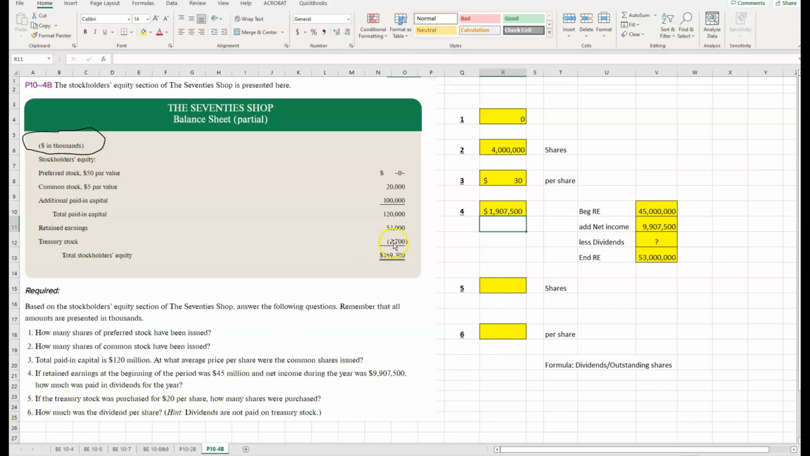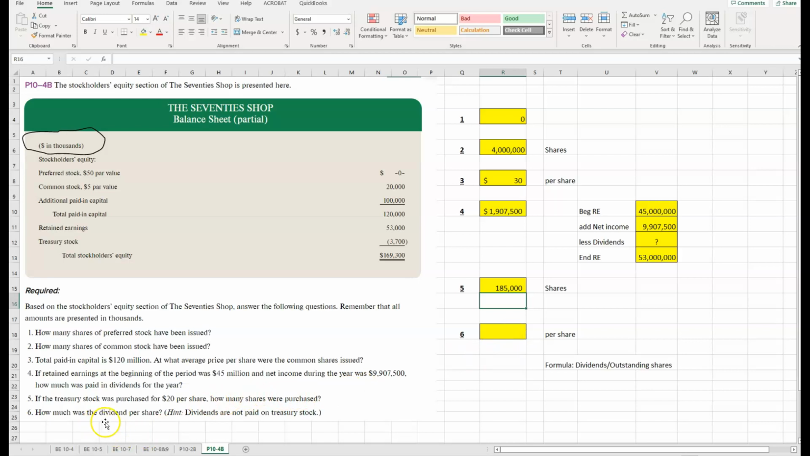If the treasury stock, oh look, we have treasury stock in here as a negative, remember it's a contra equity, was purchased for $20 a share, how many shares were purchased? Well, all we have to do is take the 3700 plus 3 zeros and divide by the $20 a share. And that gives us 185,000 shares.